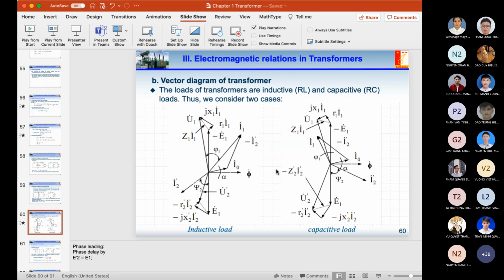Now how do we define the voltage balance equation of the secondary winding? It's very easy, based on the voltage balance equation of the secondary winding.